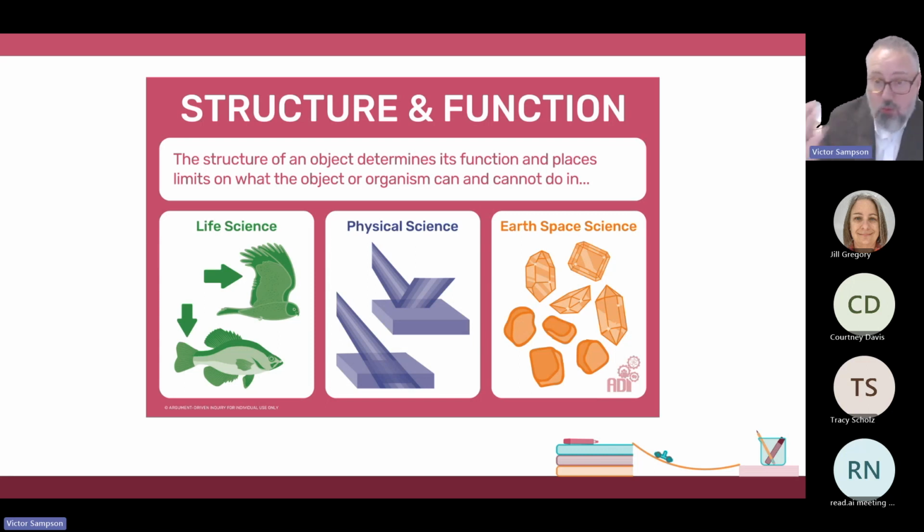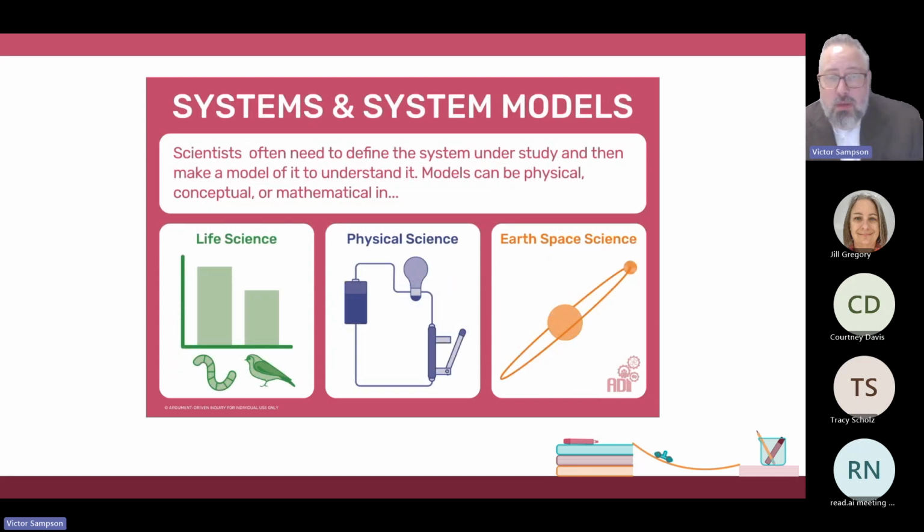And it's not only natural, but also the constructed or the manufactured, thinking about how structure and function play a role in those. Another big recurring theme that you'll find in the new TEKS is systems and systems models. So we often think about systems, right, and defining what the boundaries of those systems are. So what's inside or what's outside the system, and then thinking about how we can use models to represent what's going on in that system.